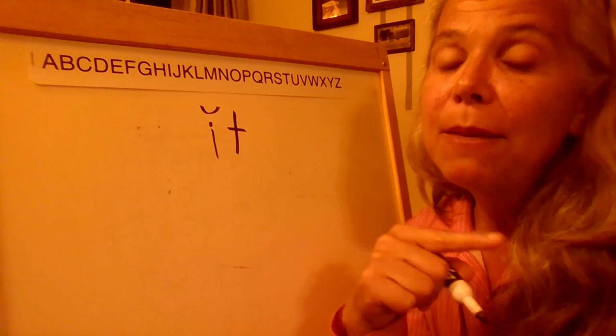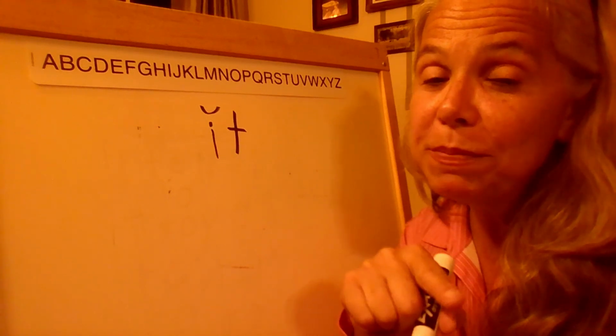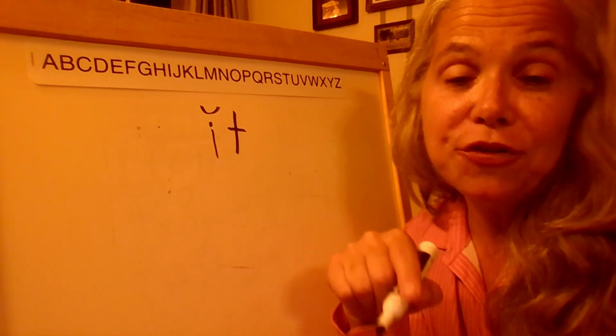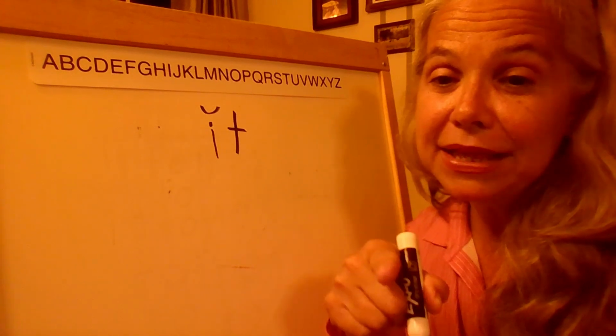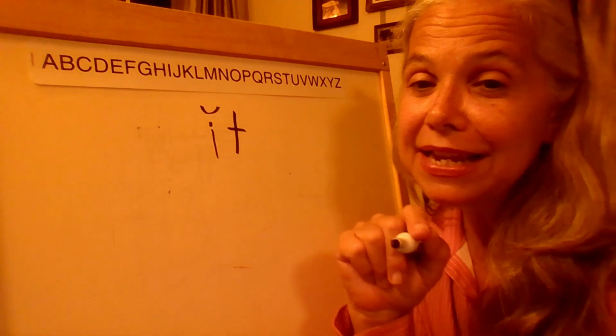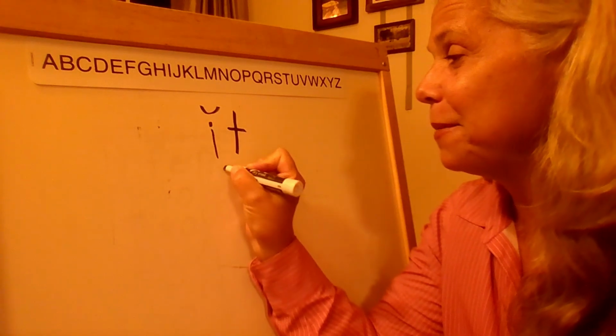Look at my mouth. I'm going to say a sound. You repeat the sound and then name the letter that makes that sound and write the letter. Here we go. T. Repeat the sound. And what letter makes that? T. Let's write that.